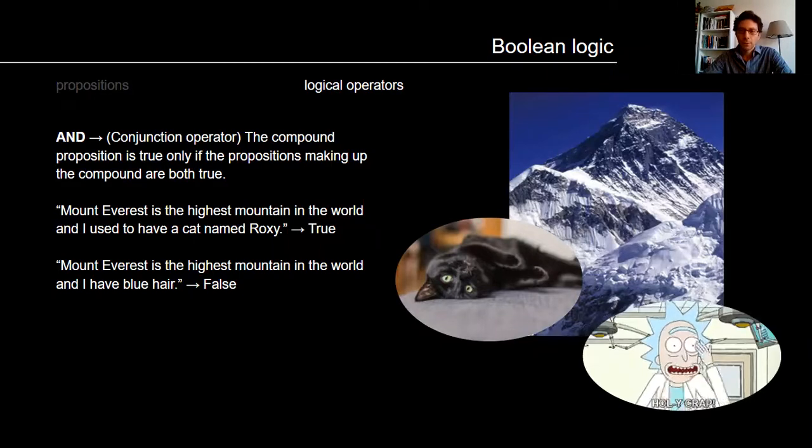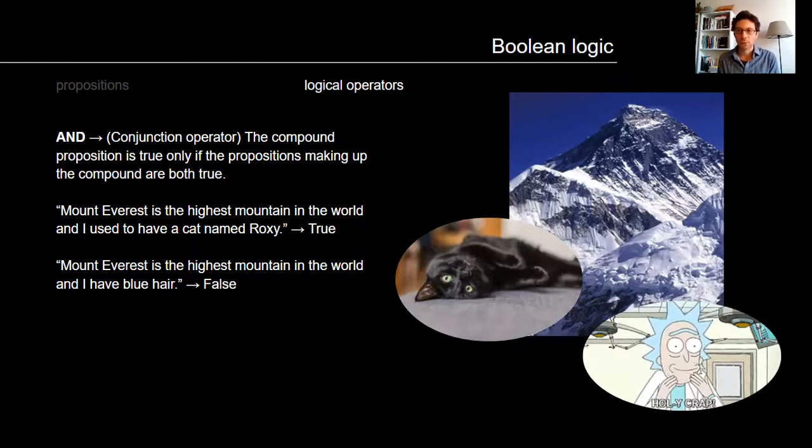Look at the example. Mount Everest is the highest mountain in the world, and I used to have a cat named Roxy. This is a true compound proposition because both of the propositions are true. We know that Mount Everest is the highest mountain in the world. We trust observations and scientific findings. And we know that I used to have a cat named Roxy. You have to trust me for the truth value of this proposition. I assure you that I had a cat named Roxy, and here is the picture of this cat. So this is a true compound proposition because two propositions that are connected together using the and operator in the middle are both true.